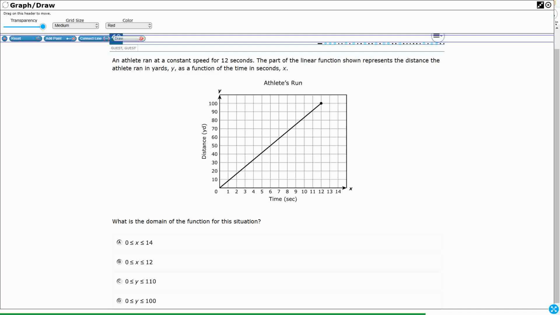All right, so we've got this athlete running at a constant speed for 12 seconds. Part of the linear function shown represents the distance in y. So the distance is y right here. We see that distance on the y-axis. And then we do see that it's a function of time in seconds, x. So our time is the x-axis, and our distance is the y-axis. All right, looks like it's pretty straight there. So we have a linear function. Now, we simply need to identify the domain.